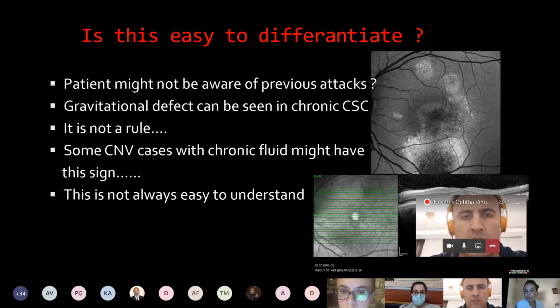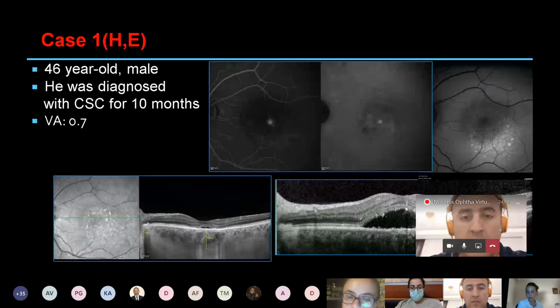So overall, it is not always easy to understand whether or not the patient had a previous attack of central serous. That's why the topic is still debatable. We don't know the difference between the CNV, complicated CSC, and the pachychoroid neovasculopathy.